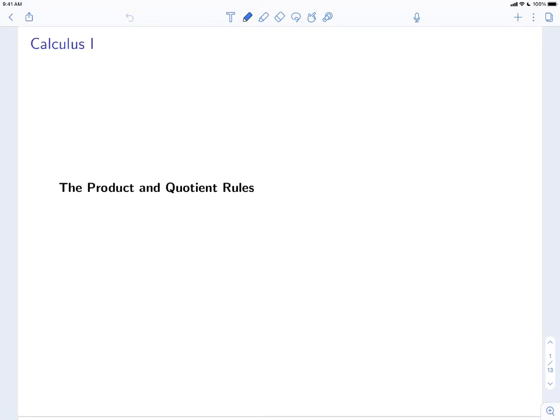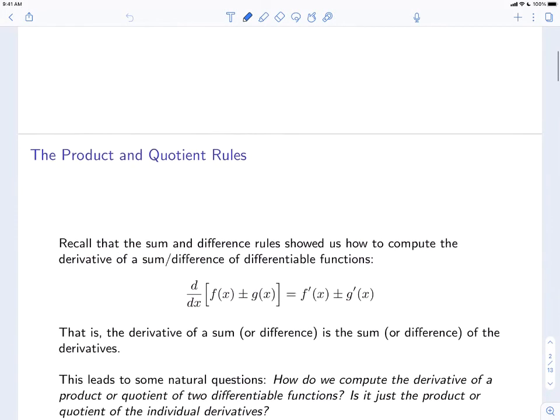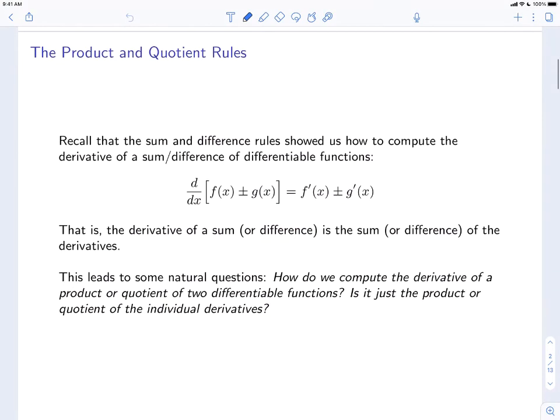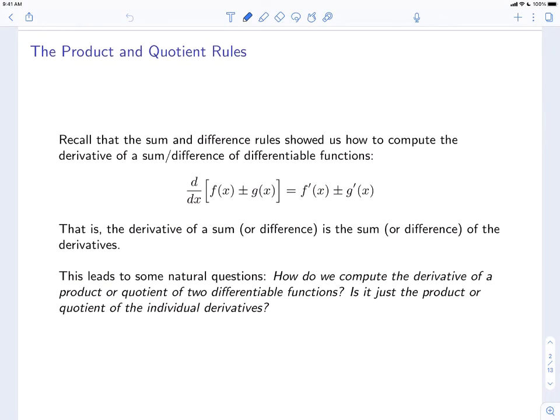In this video, we'll talk about the product and quotient rules for computing derivatives. Recall that the sum and difference rules showed us how to compute the derivative of a sum, or a difference, of differentiable functions. The derivative of the sum is the sum of the derivatives, and the derivative of the difference is the difference of the derivatives.